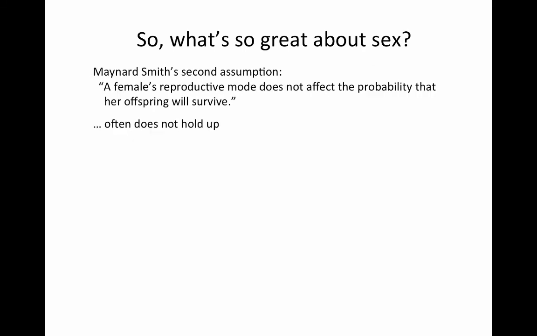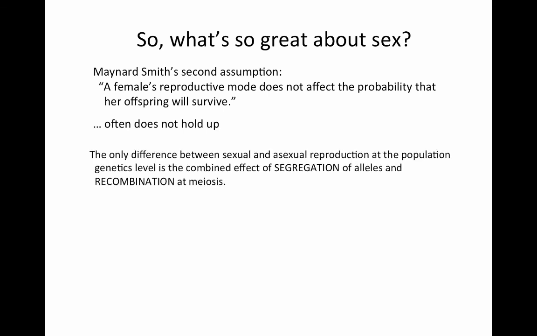So what's going on here? The second assumption, that a female's reproductive mode does not affect the probability that her offspring will survive, often does not hold up, especially under selection. So let's start to think about some of the reasons why that might be. The only difference between sexual and asexual reproduction at the population genetics level is this combined effect of segregation of alleles, so the fact that you're getting alleles from two different unrelated individuals, a mother and a father, and then the recombination of alleles at meiosis. Both of these things are going on in sexual reproduction, which causes the patterns of variability in the population to be quite different.